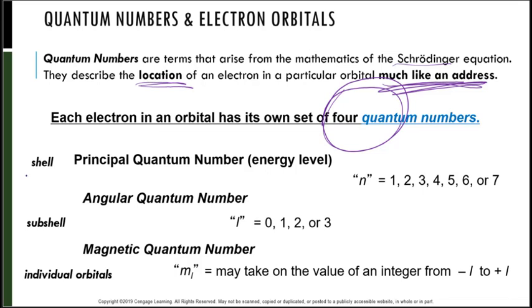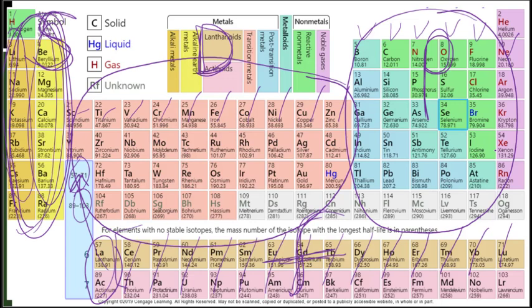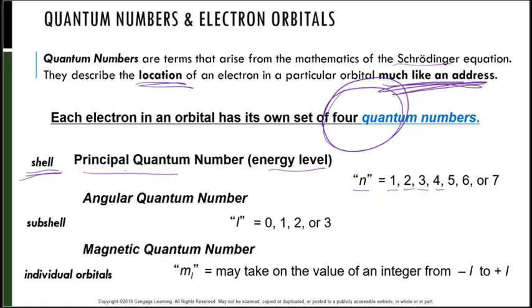We're going to start with the very broad principal quantum number, which is which energy level is it? Are we energy level 1, 2, 3, 4, 5, 6, or 7? To tell that, we can look back to our periodic table. If we are in row 1, that is energy level 1. Row 2, row 3, row 4, 5, 6, and 7. That is our principal quantum number. It tells me my shell.